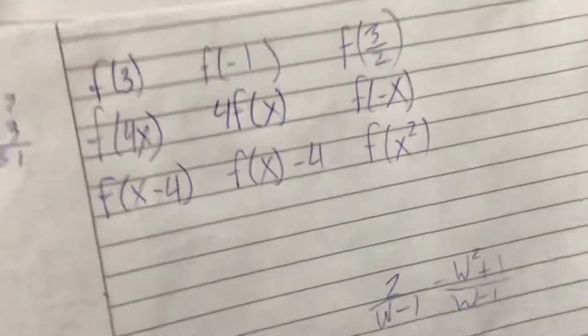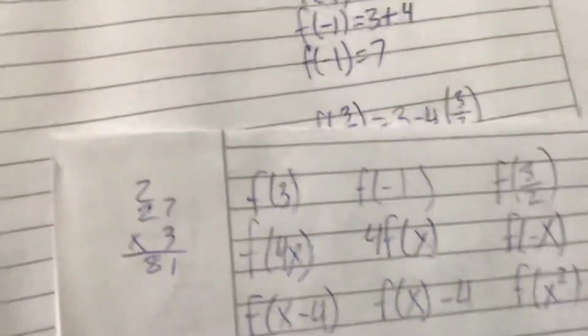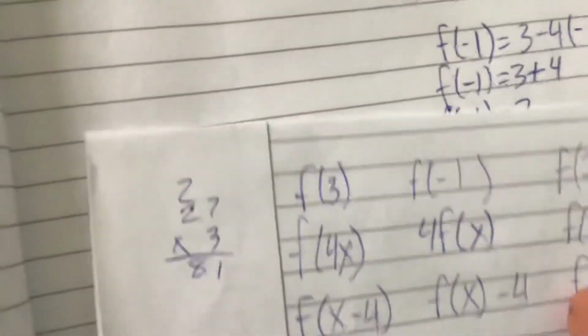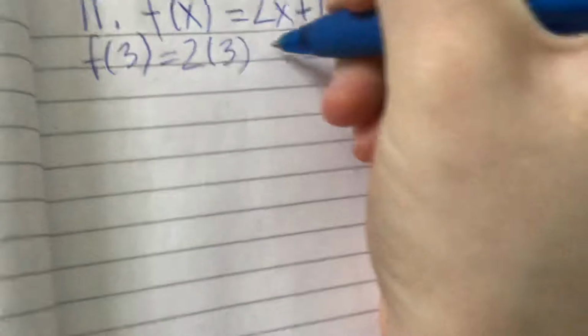I have the variables written down here on this little extra sheet of paper. It's nifty because then I have more space on my other larger notebook. But this problem 11 is f of x is equal to 2x plus 1. Okay? And the first one we want to plug in is 3. Or f of 3. We want f of 3 equals 2 times 3 plus 1.